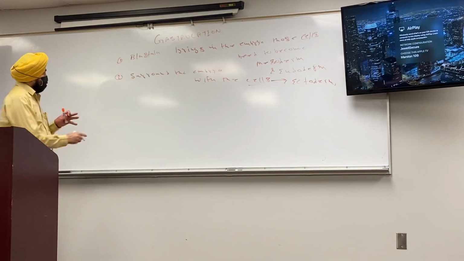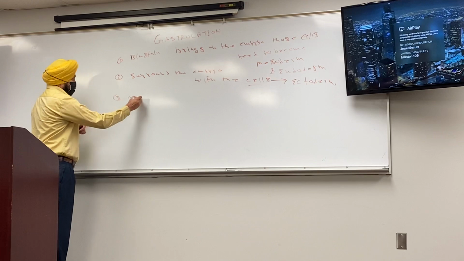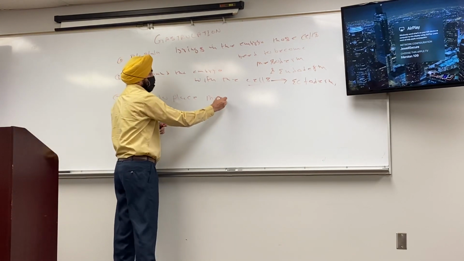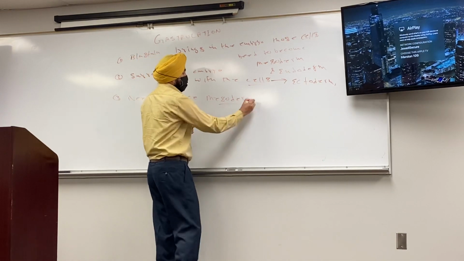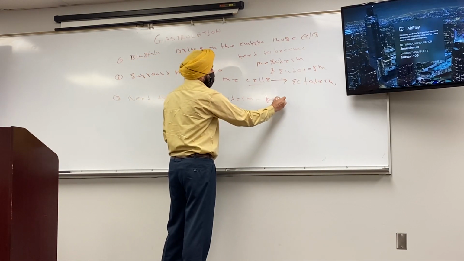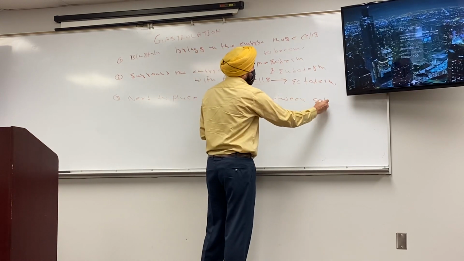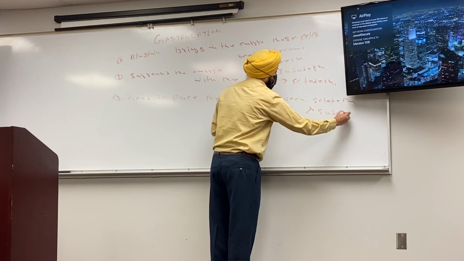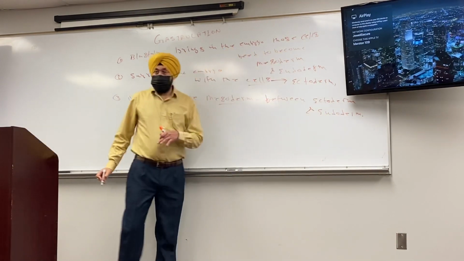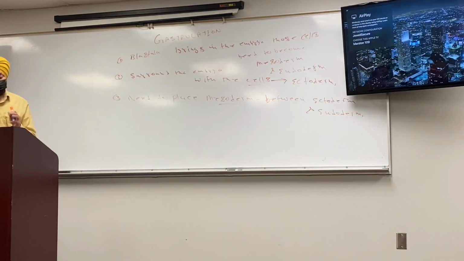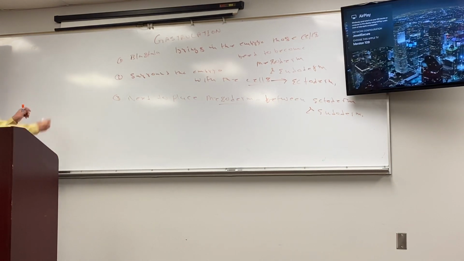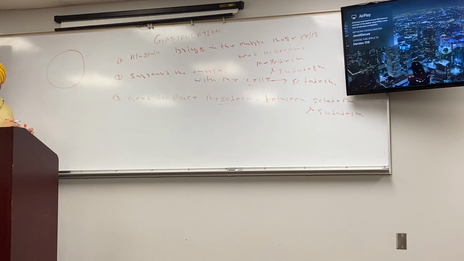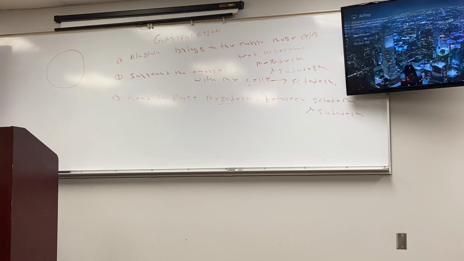And the most important thing is, it needs to place mesoderm between ectoderm and endoderm. So what ultimately are we going to get? Ultimately we are going to get an embryo. That embryo will have 3 layers, okay?